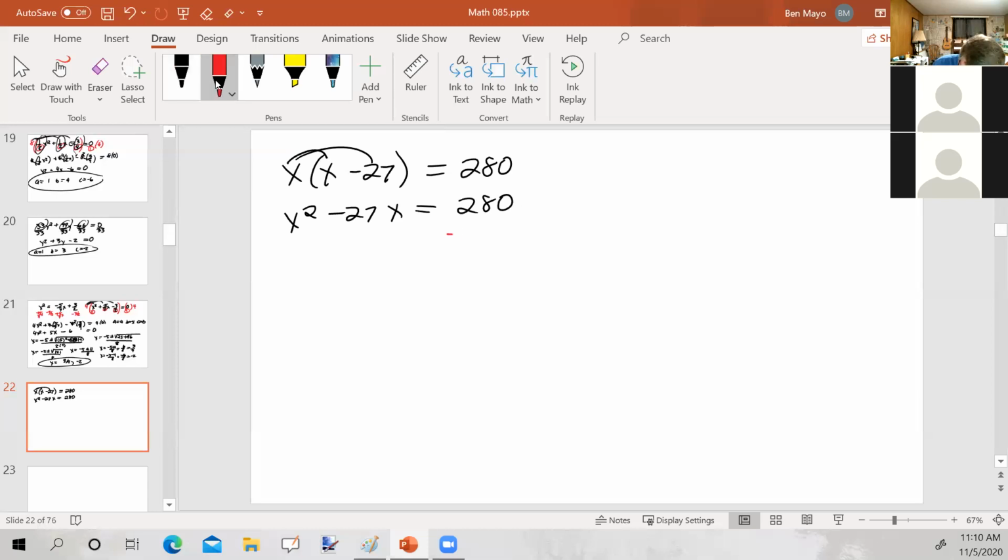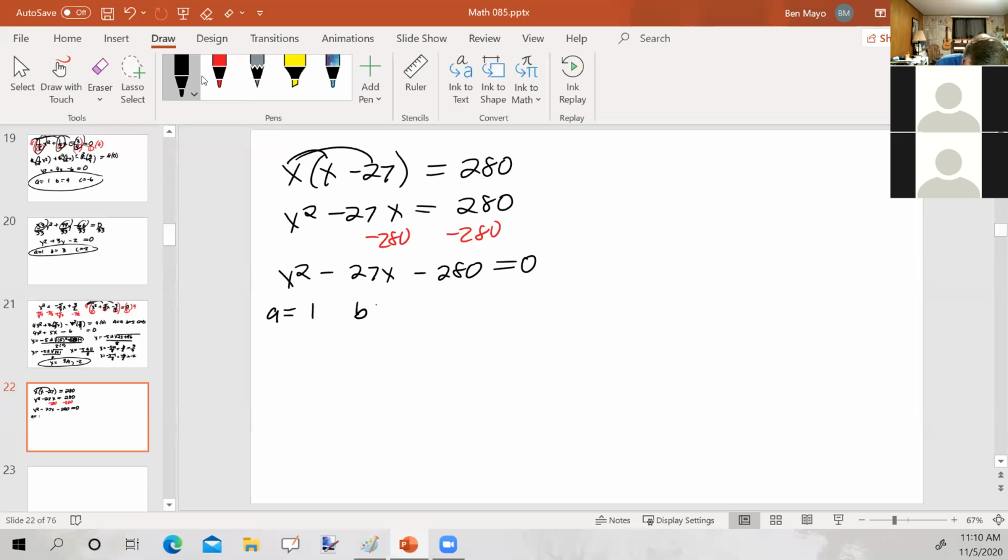Now we'll subtract 280 from both sides, and we'll get x squared minus 27x minus 280 equals 0. Okay, so now it's in standard form. Well, there's no decimals to clear, there's no fractions to clear, there's nothing common to all of them that we could divide out. So we're ready to go with the quadratic formula.